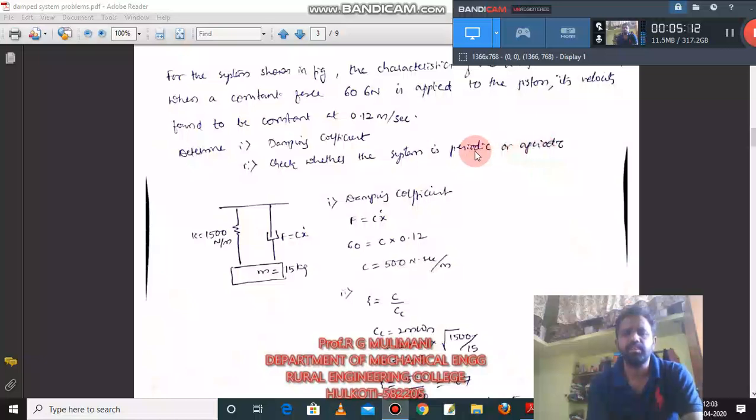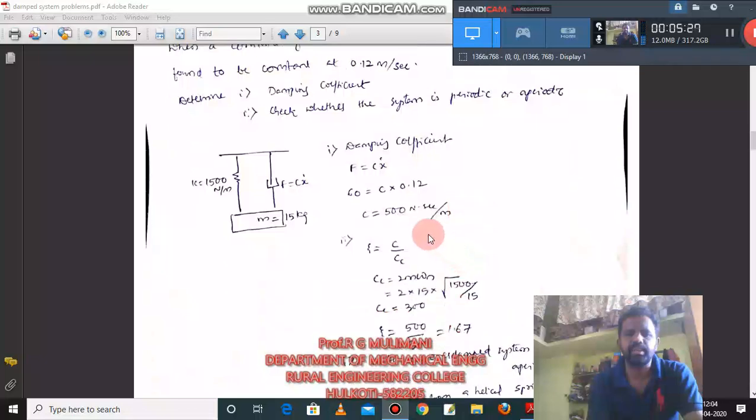Periodic means only if the zeta value is less than 1, for an underdamped system. Critical damping and overdamped systems are aperiodic. Okay, for that you find zeta. If zeta is less than 1, then it is periodic. How to find zeta? Zeta is equal to C by Cc.